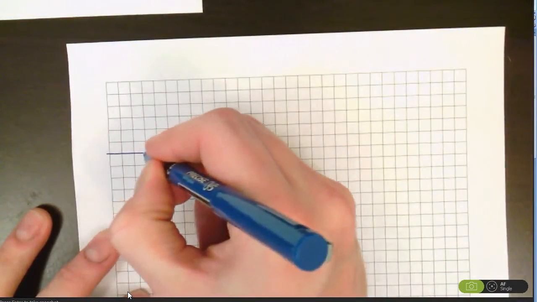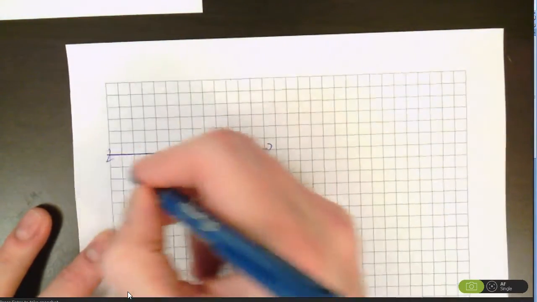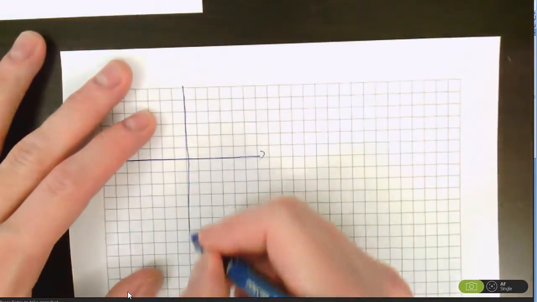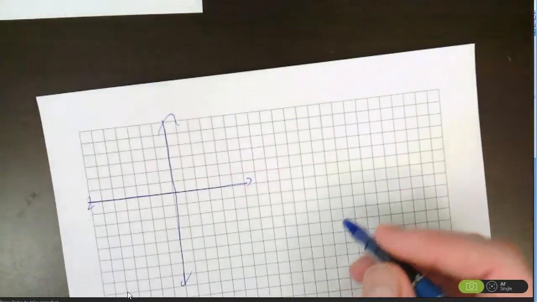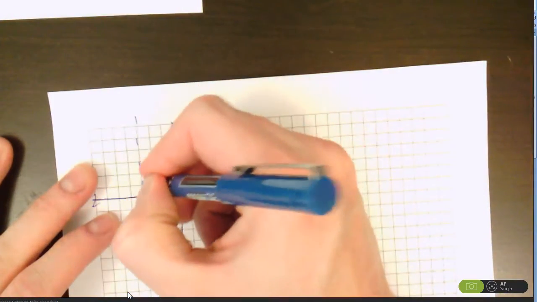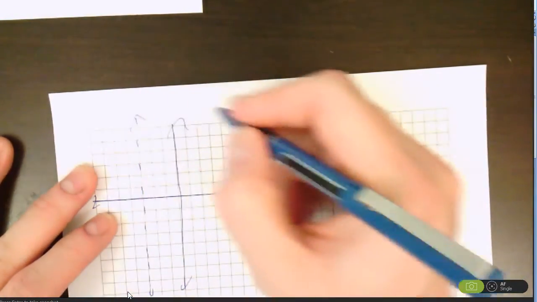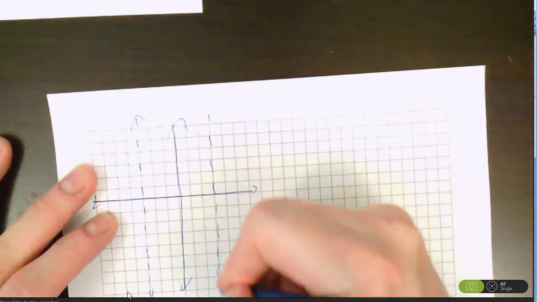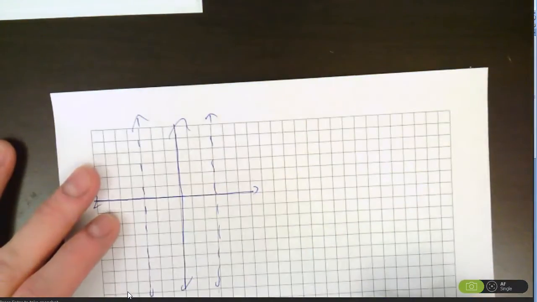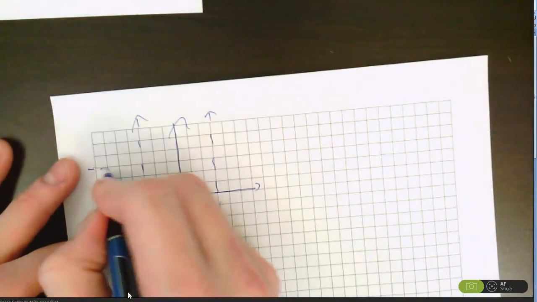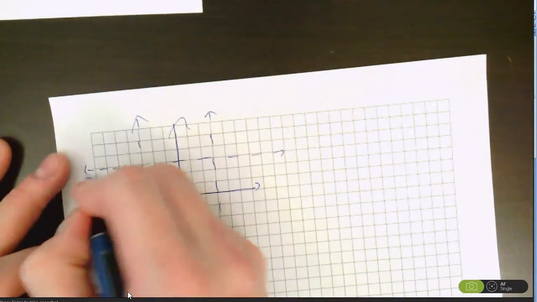So, horizontal line, horizontal line. Okay. I have vertical asymptotes at x equals positive 3, x equals negative 3. I had a horizontal asymptote at y equals 3.